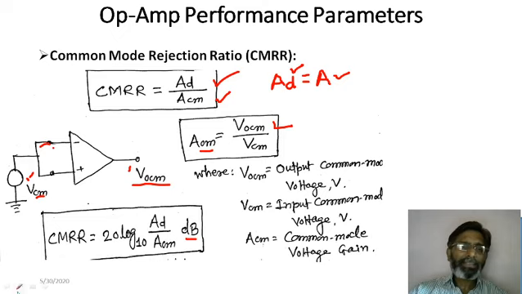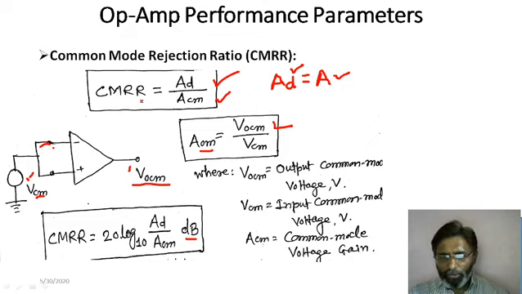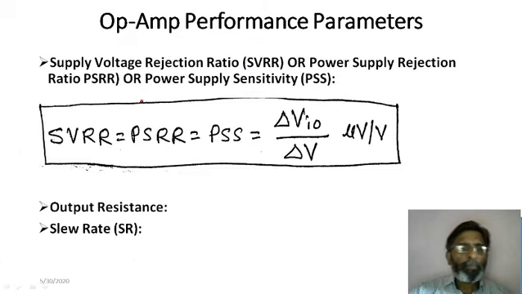Now in case of common mode operation, as I just told you, if the op-amp is an ideal one, VOCM will be 0, so your ACM will be 0. If your ACM is 0, your CMRR will be infinite. It means for an ideal op-amp, your CMRR should be infinity. For a practical op-amp, it should be as high as possible.